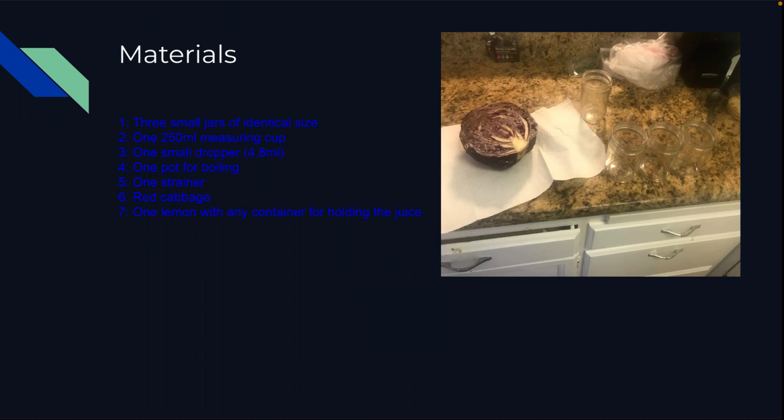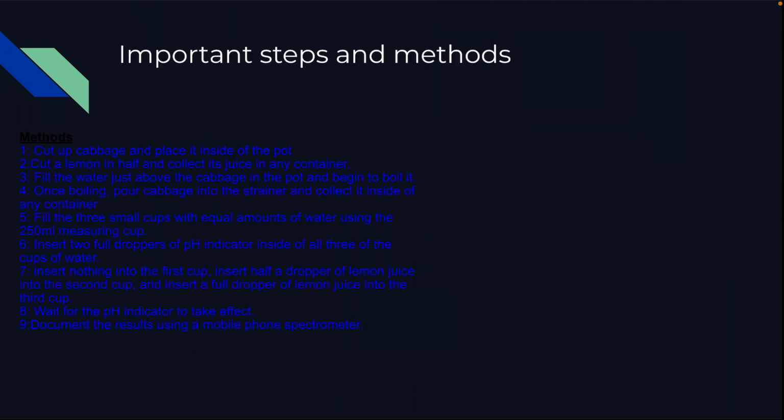So starting off, we have the materials. Not all of them are shown in this photo. You'll see some more in the other ones, but we have 3 small jars of identical size, one 250 milliliter measuring cup, a small dropper, which you'll see in later photos, a pot for boiling, 1 strainer, red cabbage, and 1 lemon with any container for holding the juice. I only have a few of the materials shown there, but the next images have all of them.